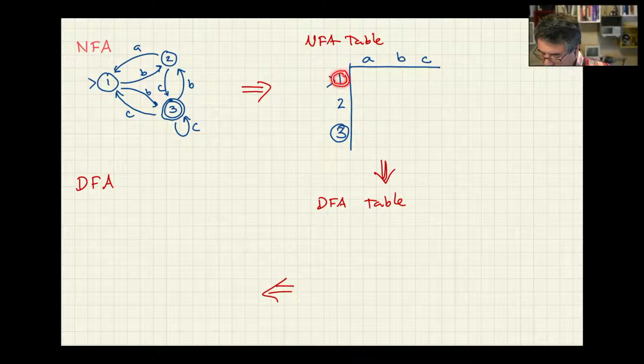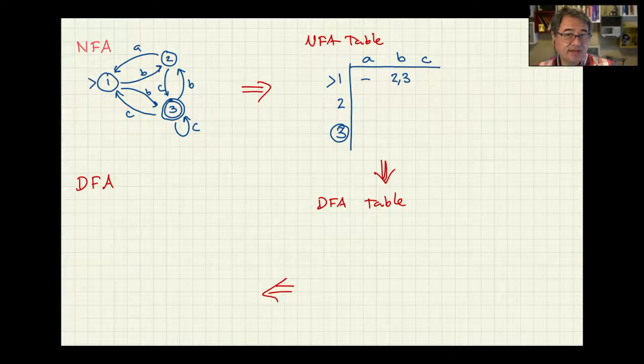So if we're in state number 1 and we see an A, we don't go anywhere, so we'll leave that blank. If we're in state number 1 and we see a B, then that goes to 2 and 3. And then for state number 1 on a C, that doesn't go anywhere, so we'll leave that one blank. What we're trying to do with this table is capture all of the information that's in our NFA.